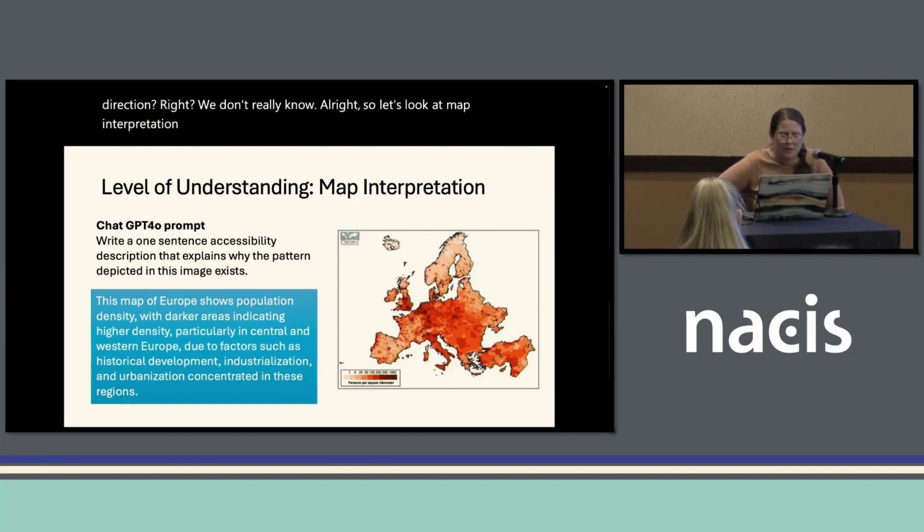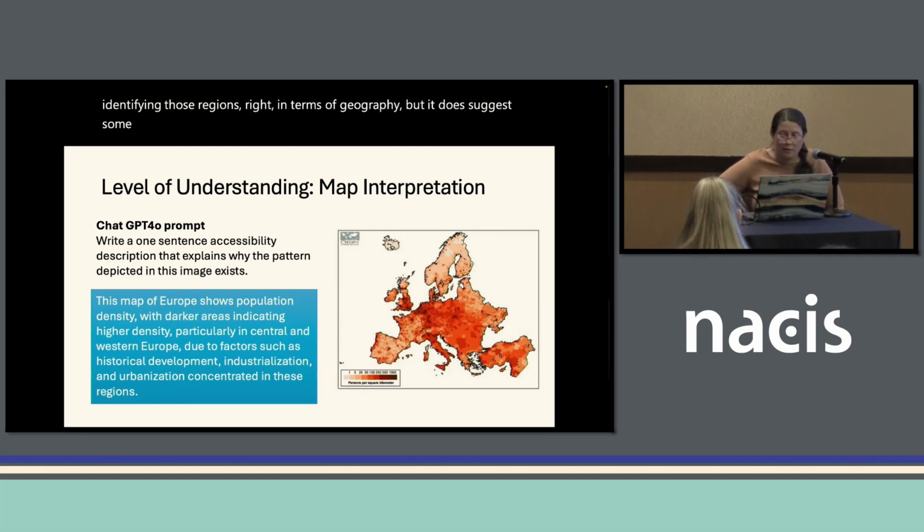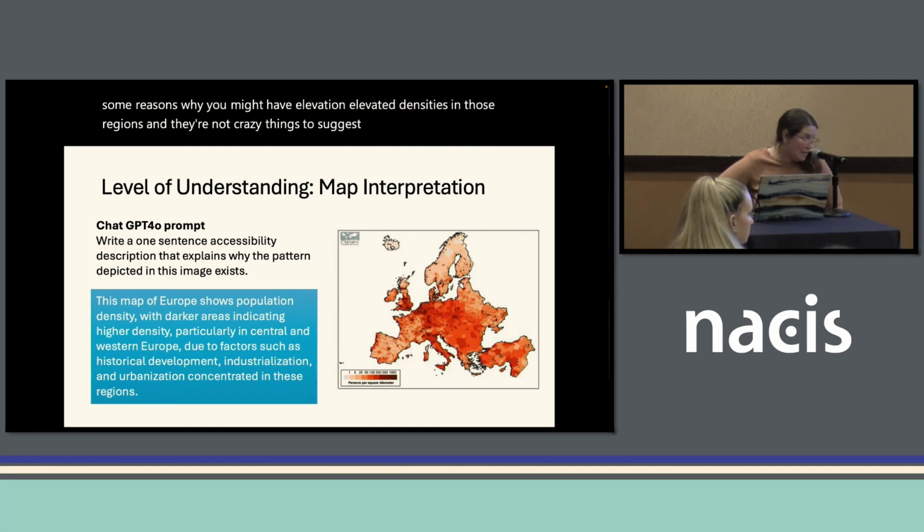Here the prompt I gave it was: write a one-sentence accessibility description that explains why the pattern depicted in this image exists. Here it says, the map of Europe shows population density with darker areas indicating higher density, particularly in Central and Western Europe, due to factors such as historical development, industrialization, and urbanization concentrated in these regions. So this description is still ambiguously identifying those regions in terms of geography, but it does suggest some reasons why you might have elevated densities in those regions, and they're not crazy things to suggest. But none of them are actually shown on the map.